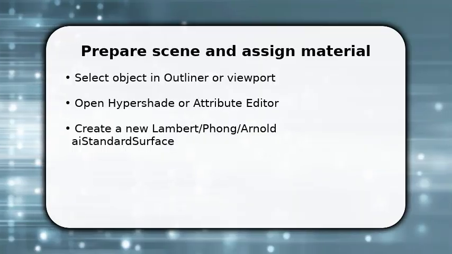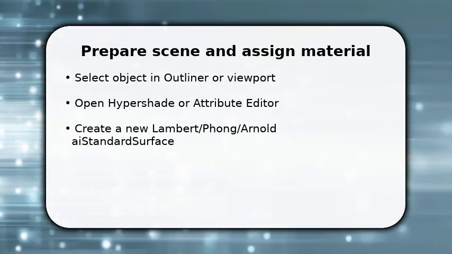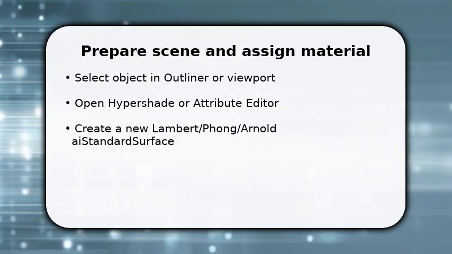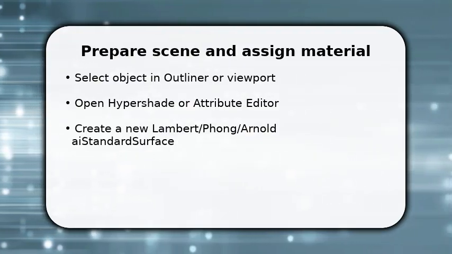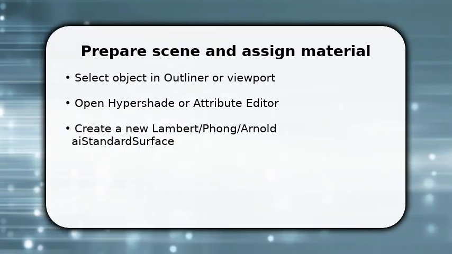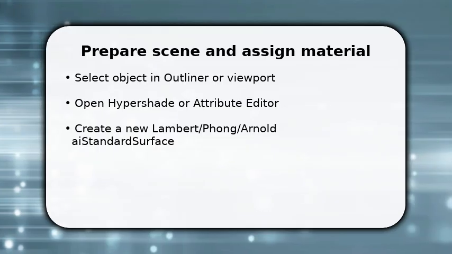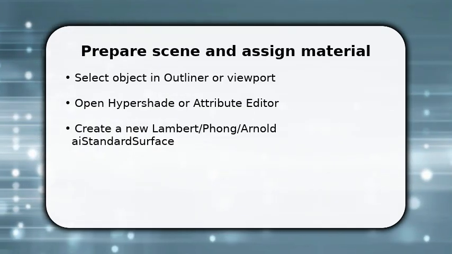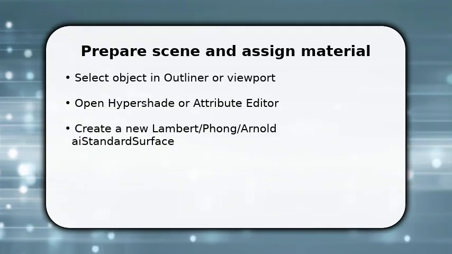You already have your object selected. Now assign a material. Open Hypershade or the attribute editor and create a new material, Lambert, Phong, or Arnold AI standard surface depending on render. Click the material, then right-click and assign material to selection. Once done, name the material clearly so you don't confuse it later. This first step links a shader to the mesh.